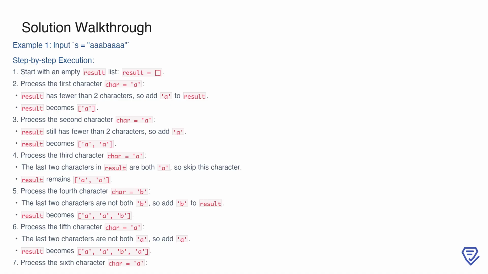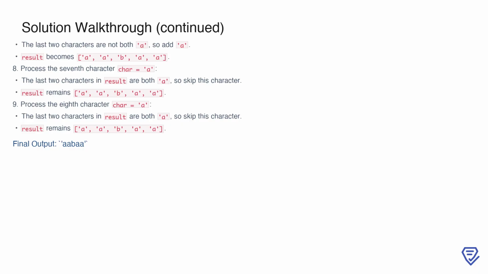Now, the third character is another a. This time, the last 2 characters in result are both a, so we skip this character to avoid 3 consecutive a's. The result list stays as aa. Moving to the fourth character, which is b, the last 2 characters in result are not both b, so we add b, and result becomes aab. For the fifth character, the last 2 characters are not both a, so we add a, resulting in aaba.